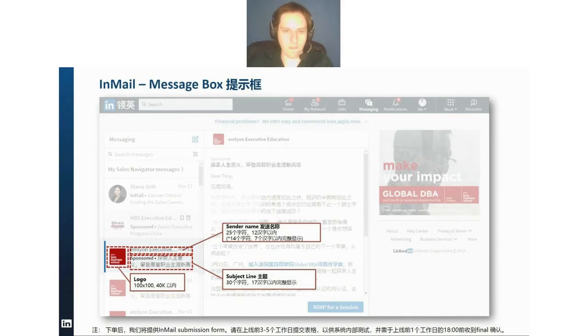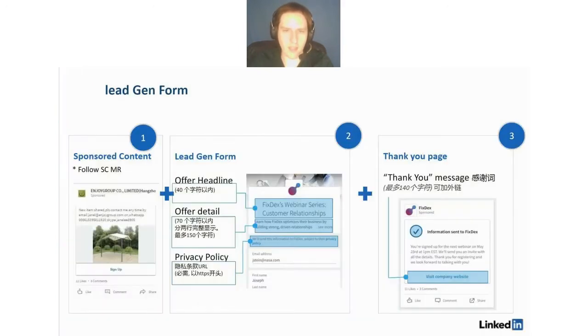And finally, you have the lead gen form, which is for, you guessed it, collecting leads. So you've got this display that comes into the feed and a thank you box when someone signs up. And you can collect the first name, last name, email, company, phone number, job title, and I think there's a few other things as well.